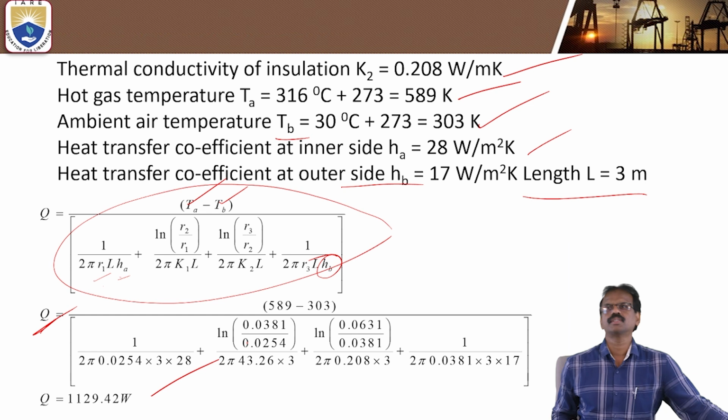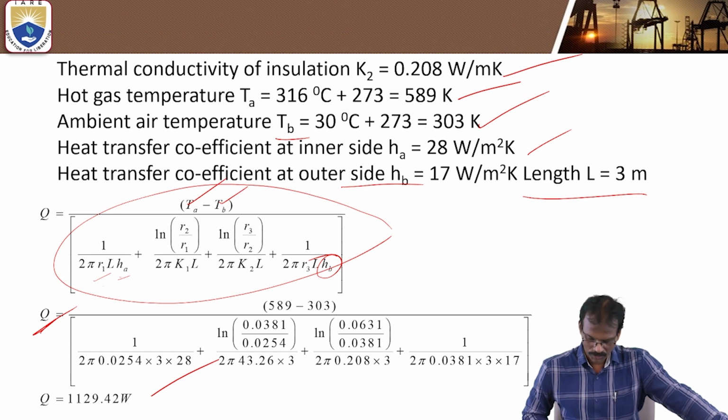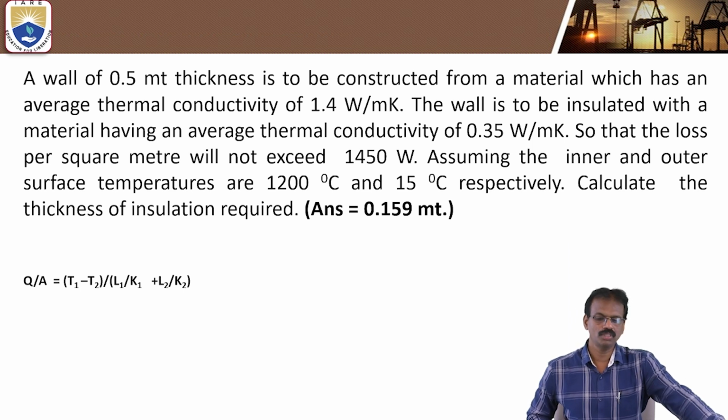1129.42 watts. So in this way, you can solve the different numericals which are based upon composite slabs or composite cylinders also. Okay. Let's see one more numerical. A wall. So this is the numerical related to composite slab.